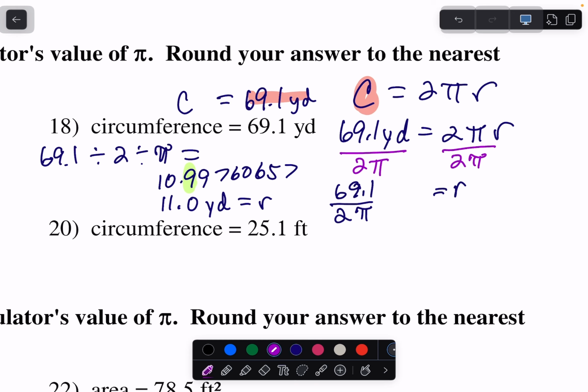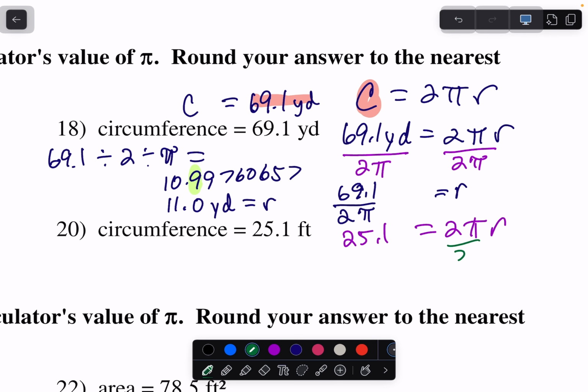Any questions about 18 before I try 20 with you? Okay, let's do it again. So this time our circumference is 25.1 equals 2 pi r. So what do we have to divide by again? What do we divide? 2 pi. So we're going to divide by 2 pi. So all we have to put into our calculator is 25.1 divided by 2 divided by pi, and then we're going to hit equals.